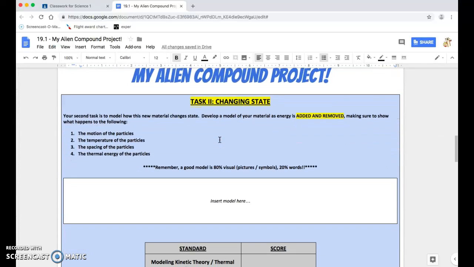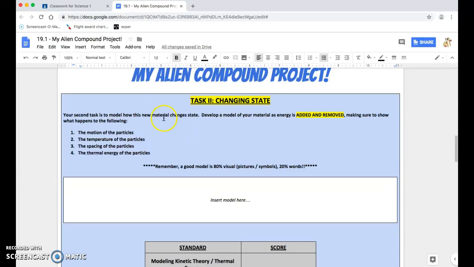Task 2. You then have to create a model showing how your compound changes state. Basically, this is exactly the same as that one summative that we did with the vibranium, with the Black Panther. It's exactly the same. So it's asking what happens to the motion of the particles, the temperature, the spacing, and the thermal energy as energy is added and removed from the substance.